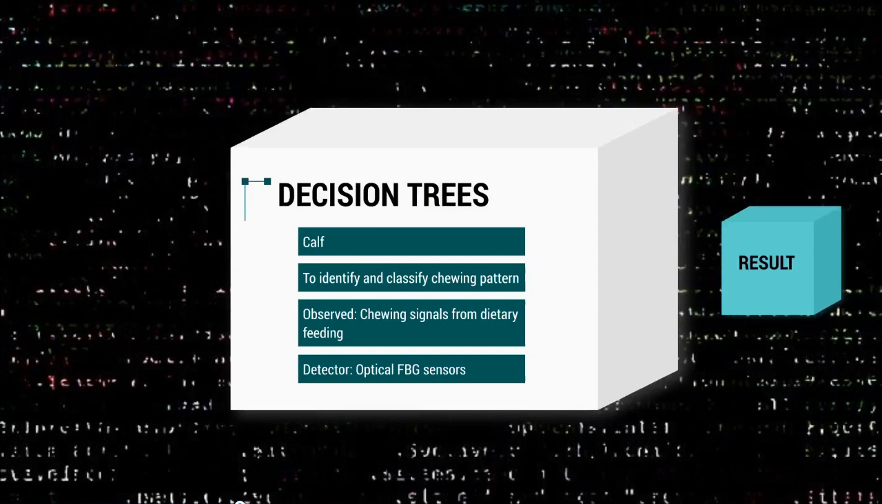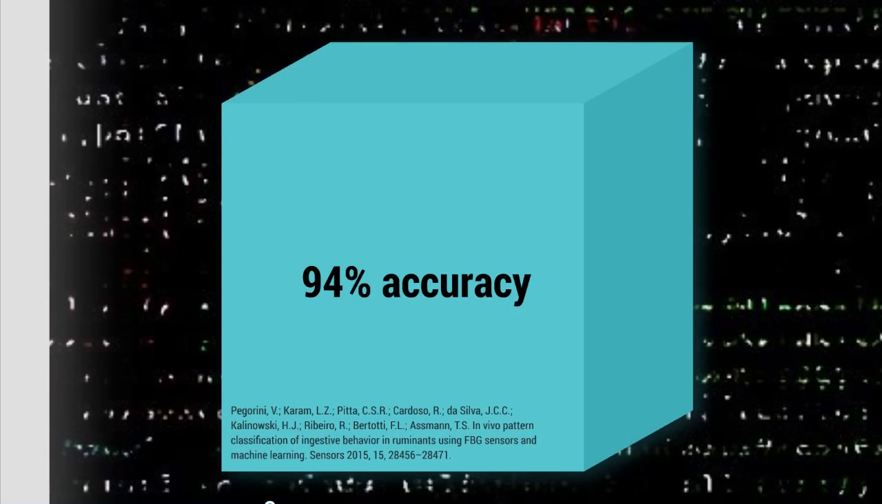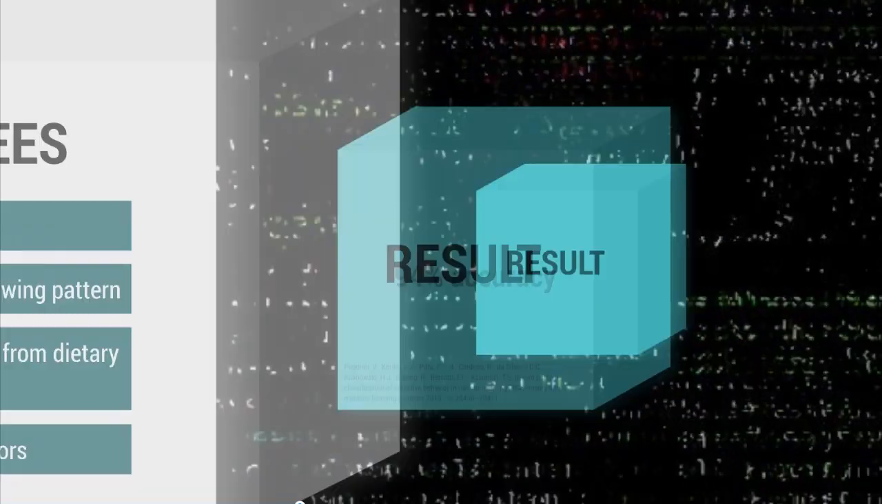Next, in the study of ruminants' ingestive behavior, the learning model being used is decision trees. The chewing signals of supplementary feeding and the behavior data are collected using fiber Bragg grating sensing. The accuracy of this model reached 94%.